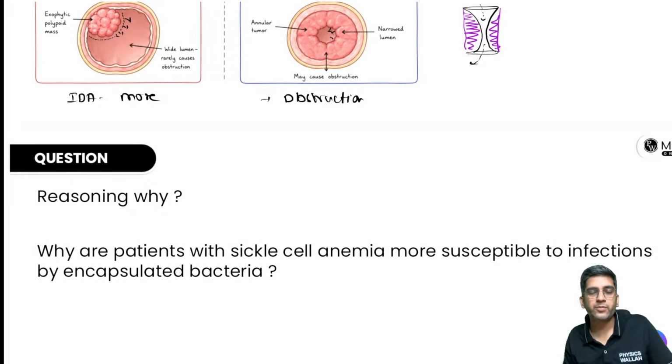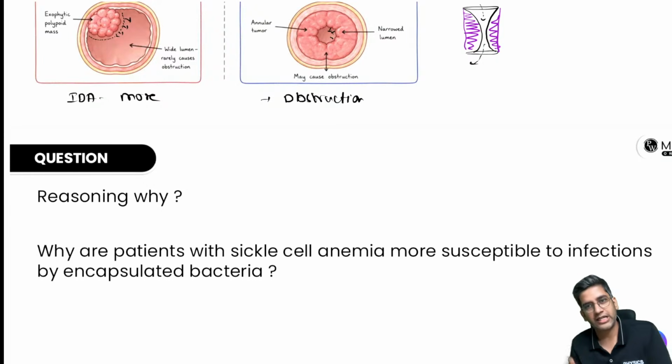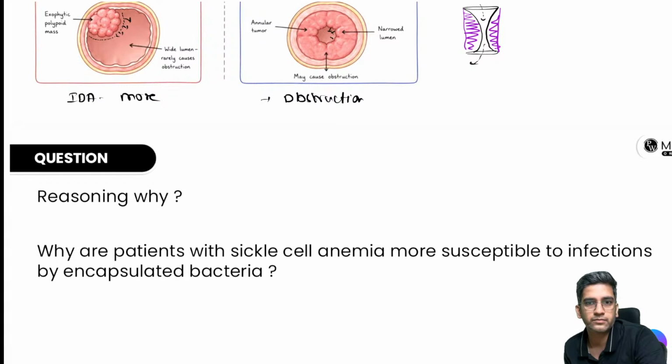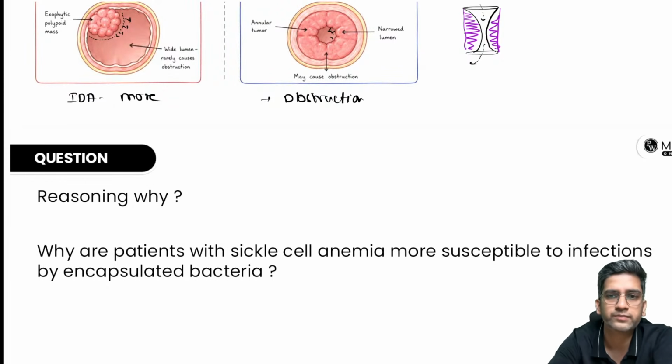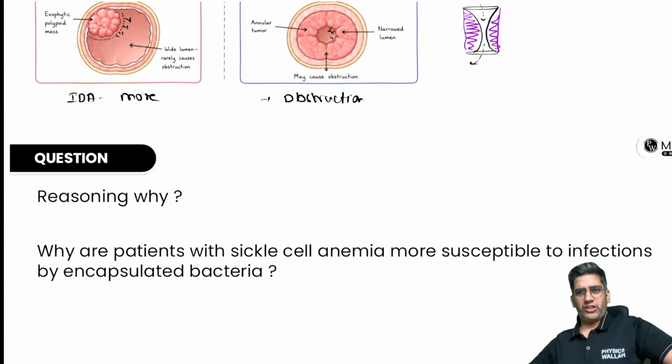I'll answer your question. Just give me some time. We'll complete this and answer the question. Anyone, what's the answer? It's a simple one-line answer. Why are patients with sickle cell anemia more susceptible to encapsulated bacteria? Tell me what's the answer. It's a simple one. I am sure you know the answer. Come on, it's not difficult to think for such a long time.